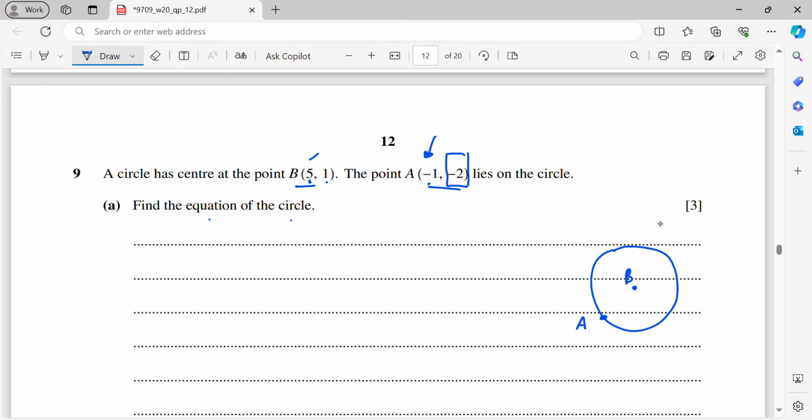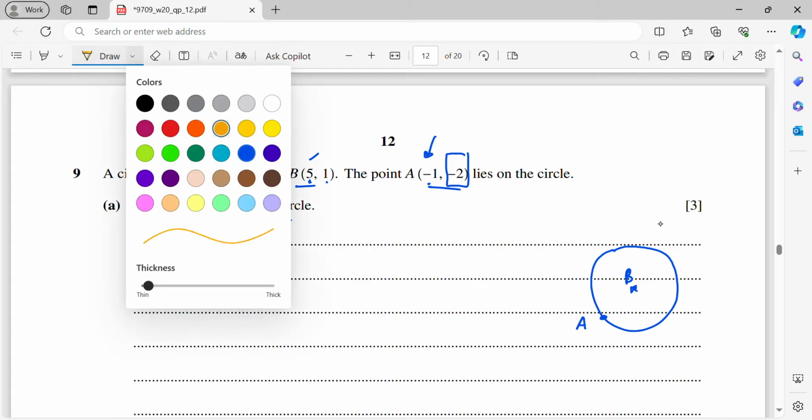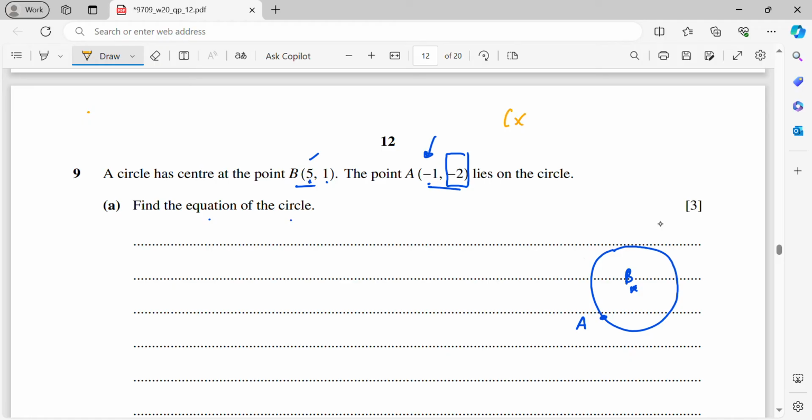Right, so since B is the center, now the equation of the circle must be in this form. So (x minus a) squared plus (y minus b) squared equals r squared, where a and b will be the center, right? And then the radius is r. So from here, given the center is (5, 1), now I need to find the r. R is the distance of AB.